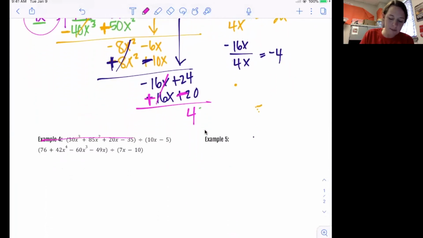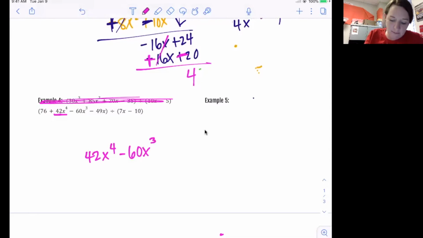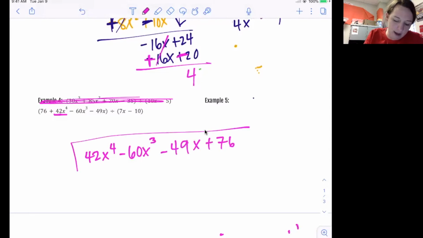All right, let's do one last example. This is number 5, even though formatting is once again messed up. When we're dividing, we need to make sure that all of our terms are in order based on their exponential value. So we want to organize them in descending order, the biggest exponent first. So I need to start with 42x to the 4th minus 60x cubed. I don't have an x squared term, but that's okay. I have negative 49x plus 76 divided by 7x minus 10.